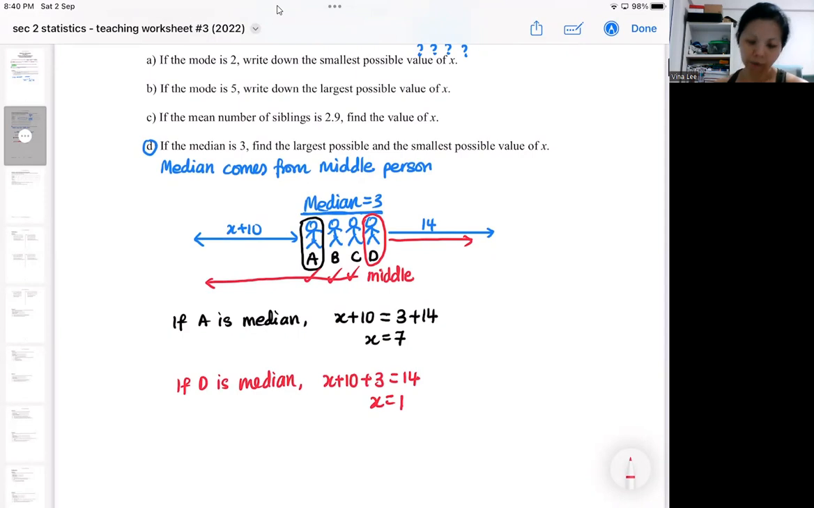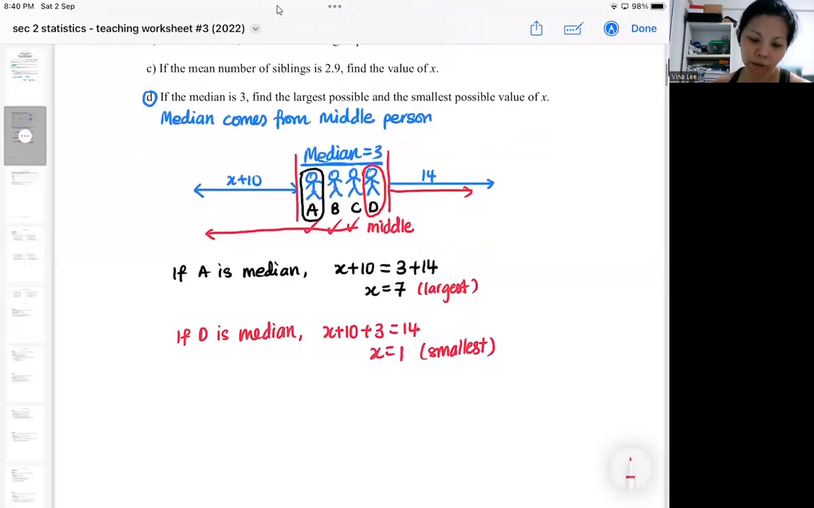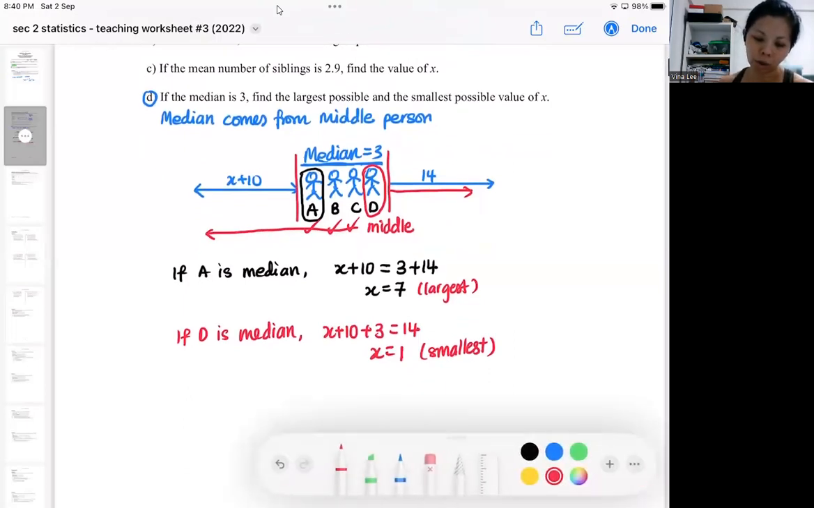So essentially, this will be the largest X. And then this will be the smallest X. You consider the extreme cases in the middle, in the median, right? You consider the first person and the last person. That should give you the largest X or the smallest X. However, there is still one situation that you need to take note.